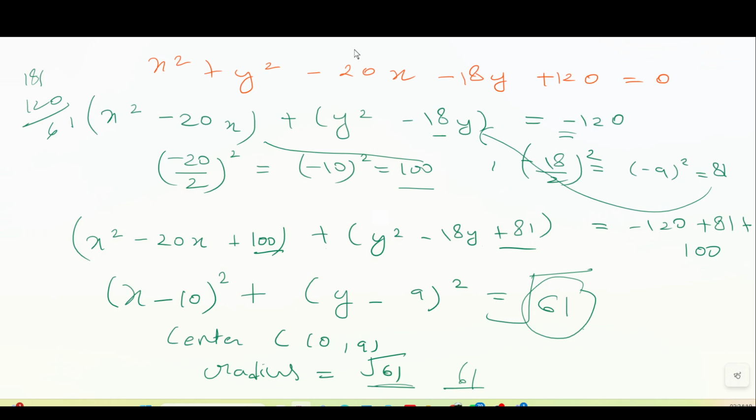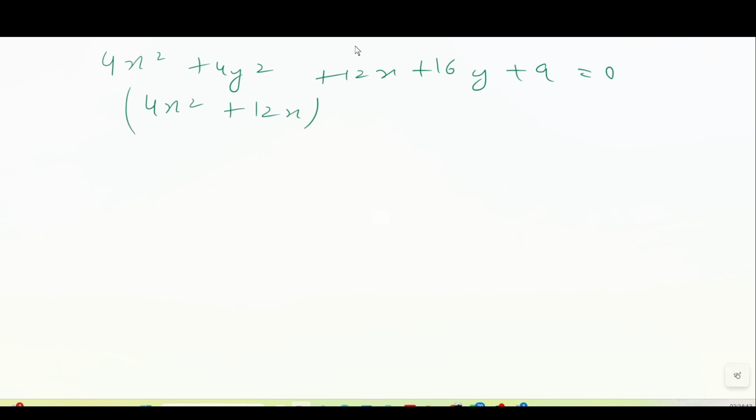Now what if we have, yes, this is a very important question. So far we have just done x squared and y squared, right? What if there is a constant, let's say 4 or any number? In such cases, how do we do that? Let's see. 4x squared plus 4y squared plus 12x plus 16y plus 9 equals 0. So first we pair the same variables, 12x, and then we have 4y squared and 16y, and then we take 9 to the other side, so it becomes negative.